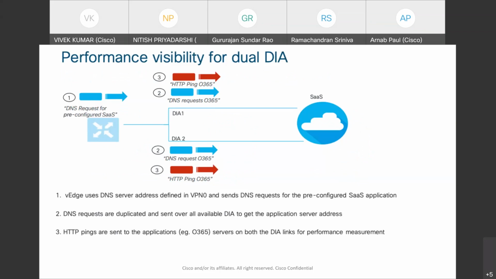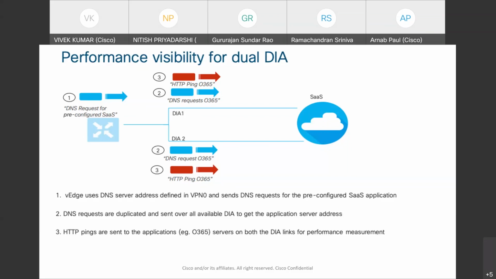So, performance visibility for dual DIA. When you configure cloud on-ramp, let's take an example of Office 365, one of the applications out of the available application stack. Cloud on-ramp for SaaS will enable the router to send a DNS request for Office 365. As you can see in the first point, the DNS has been pre-configured on the vEdge or cEdge device. Now in step 2, the DNS request will replicate on both ISP links. Whatever ISP links it has on which DIA has been pre-enabled, it replicates the DNS request on those links.